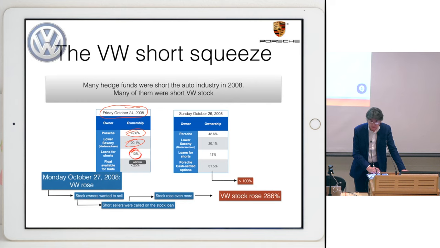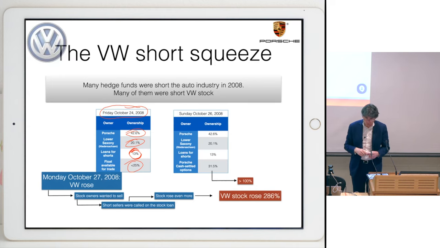And 13% of the stocks were on loan for shorts. That means that short sellers had borrowed and then sold about 13% of the shares of Volkswagen, which is okay because there is still a float of 25%. That means there is 25% of the stocks which are still owned by the original shareholders.